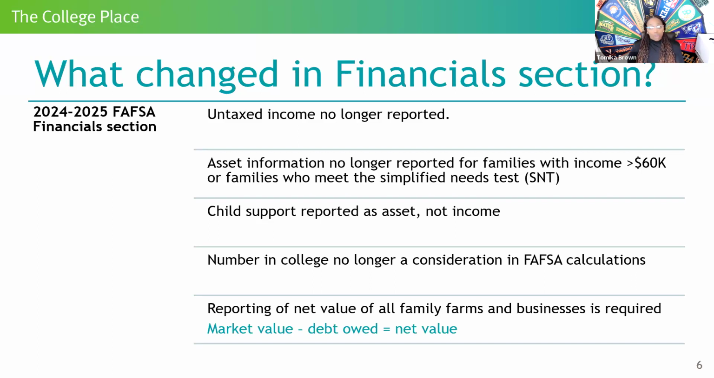The number in college is no longer a consideration in FAFSA calculations. In years past, if a family had more than one student in college, they would split up the EFC based on the number of folks in college. That is no longer a consideration in the FAFSA SAI calculation. Also, reporting of net value of all family farms and businesses is required, but just be mindful, market value minus debt owed on that particular property, that particular business, that particular farm, is the net value. So be sure that families are using the appropriate numbers when reporting that information.